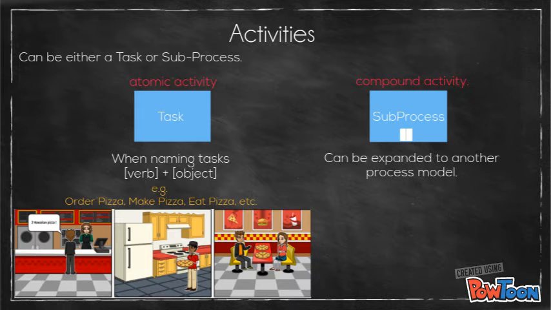Sub-process represents a smaller part of the process. It is usually used to simplify the process.